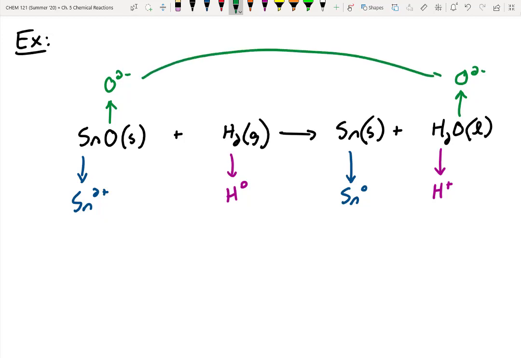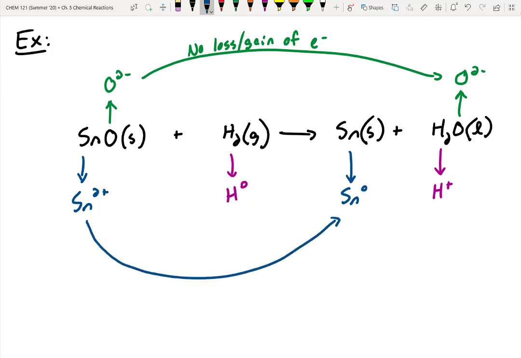So oxygen in this process had no loss or gain of electrons, right? It went from an oxidation number of 2- to 2-. So no transfer of electrons going on there. All right, now let's go to tin. Over here, we went from tin 2+ to tin 0.